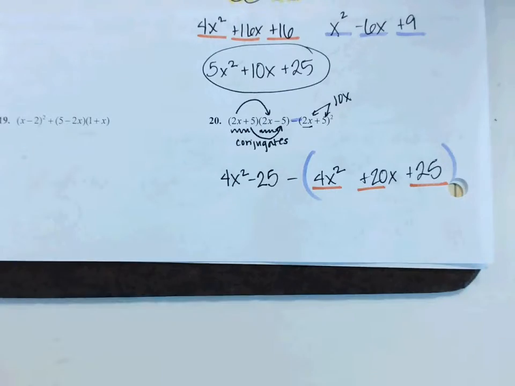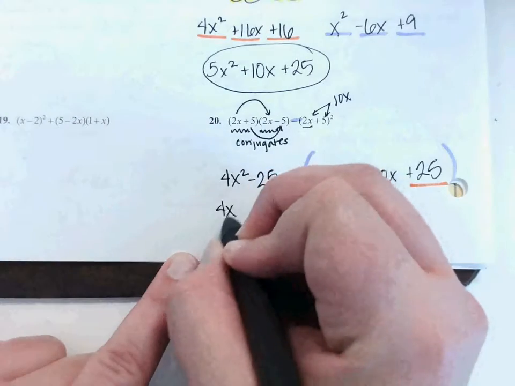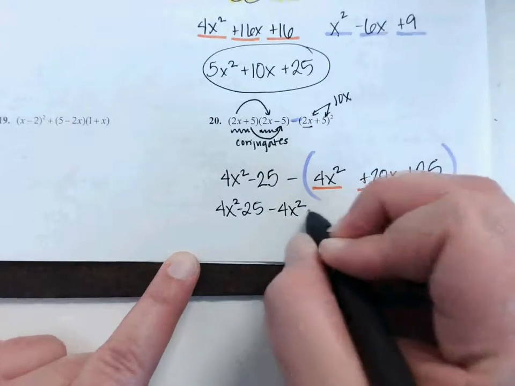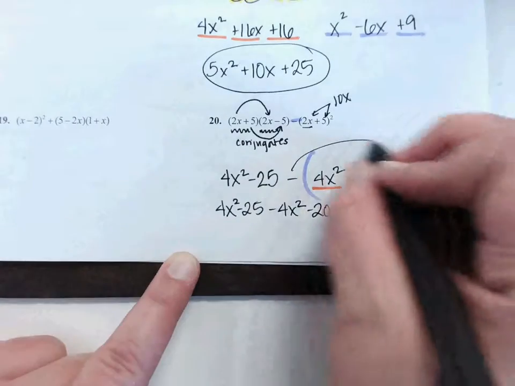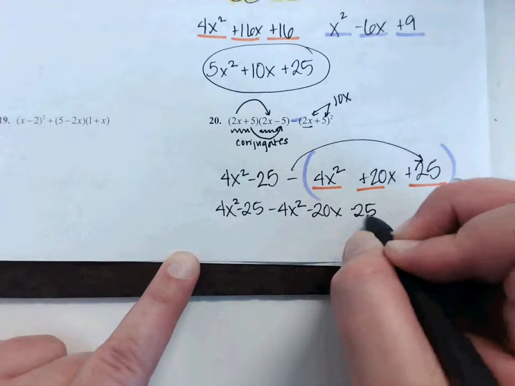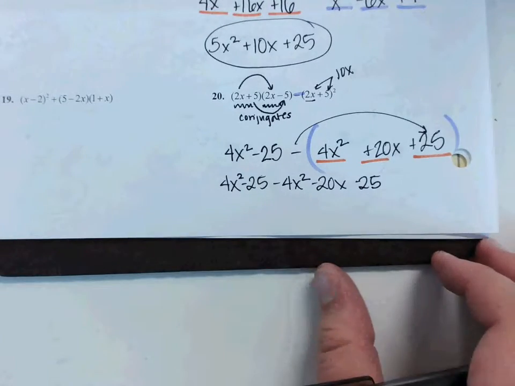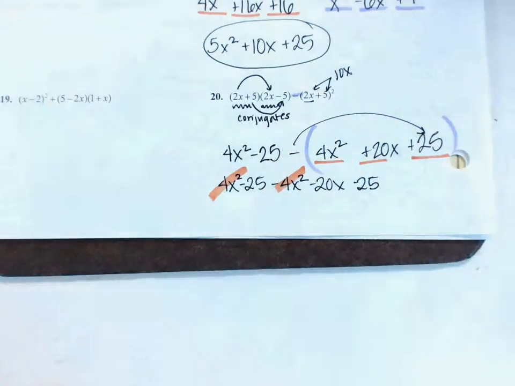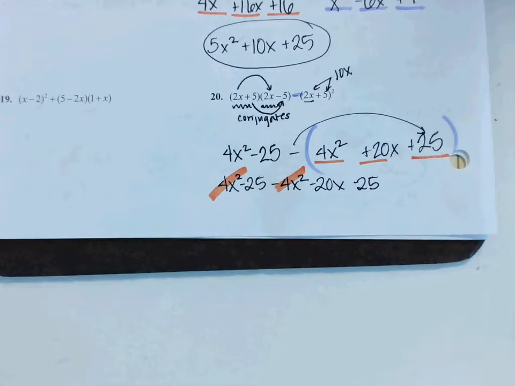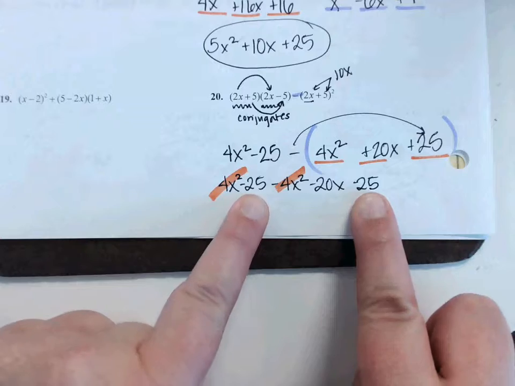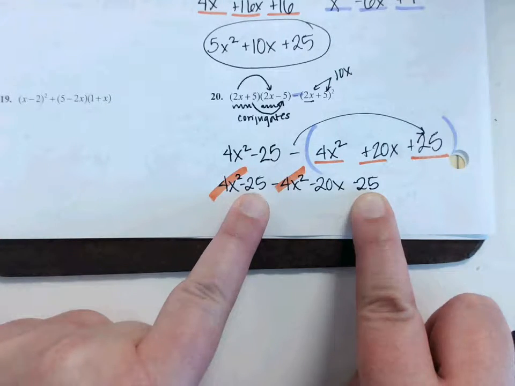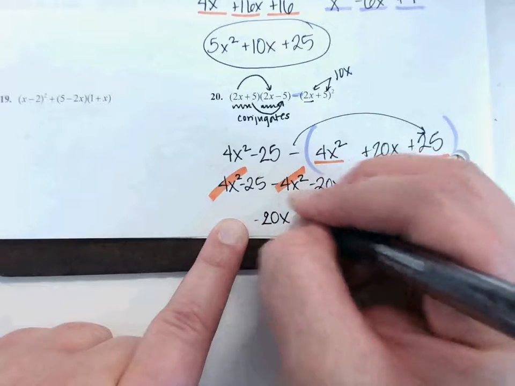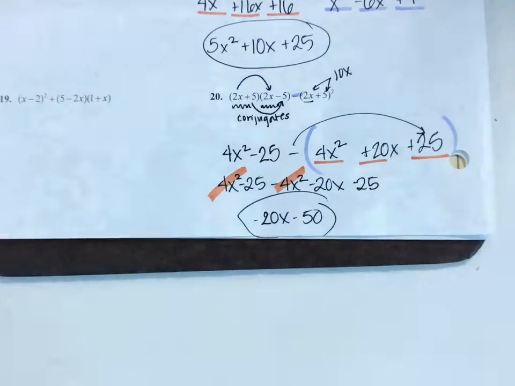Okay, so I have 4x squared minus 25, minus 4x squared, minus 20x, and now that 25 is a minus 25. They don't cross out anymore for those guys. Now, the 4x squared still do. Gone, gone. Negative 25 minus 25 more? Negative 50. Very good. So I'd have negative 20x minus 50, and that'd be your answer.